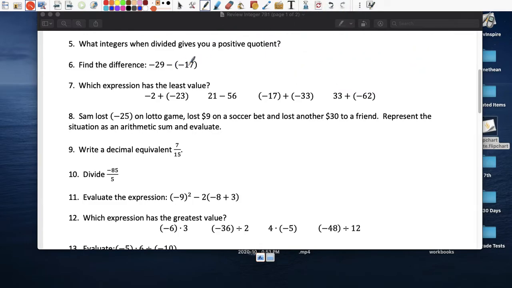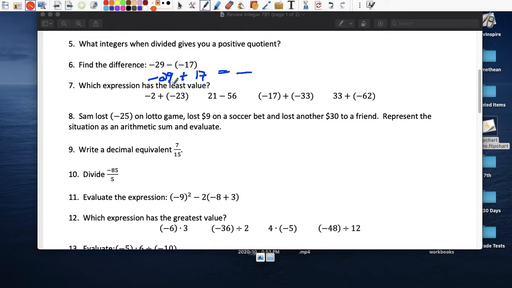Find the difference. I would really suggest that you change this to an addition problem until you're absolutely 100% comfortable understanding what's going on here. So if it's easier for you to understand it this way, change it to an addition. Subtraction becomes addition, and negative 17, we change it to the opposite of negative 17, which is 17. Now you have negative 29 plus 17, and you can clear it. Now that might be a little easier to understand.